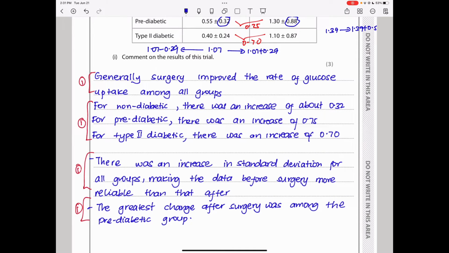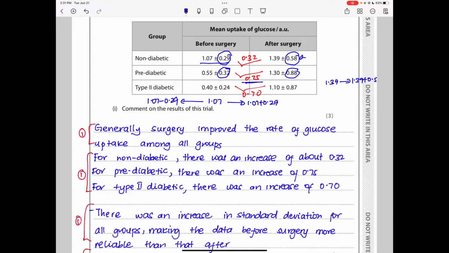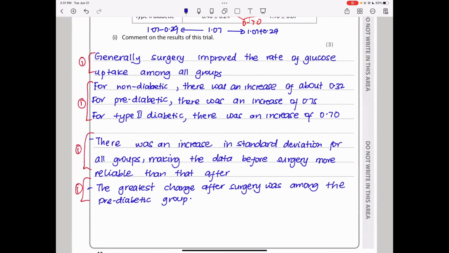And lastly, I say the greatest change after surgery was among the pre-diabetic group. Of course, you can see those are the ones who have the change of 0.75 in their results of glucose uptake. So I'll continue to the next part.